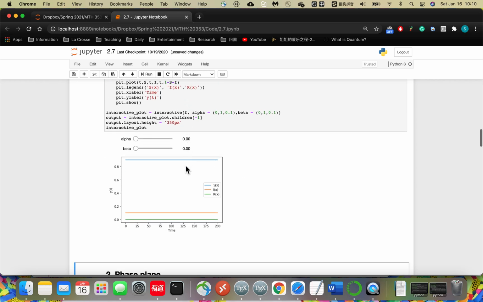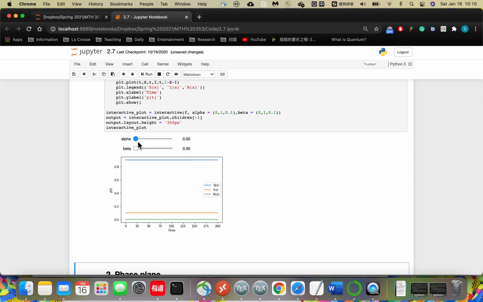Okay. At first, alpha is 0, which means no person gets infected. The infection rate is 0. Therefore, you can see the susceptible, the infected, and recovered stay at 0. We start from 0.9 of susceptible and 0.1 for infected. They just stay where they are. They don't recover. They stay infected forever. And since alpha equals 0, people don't get infected either.